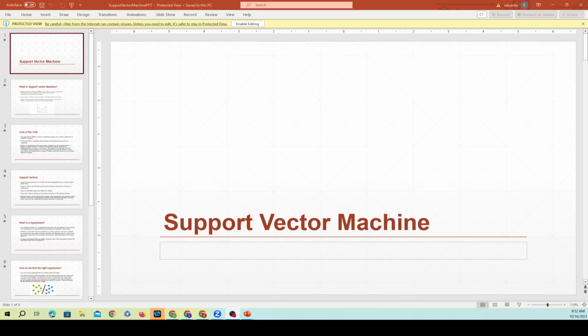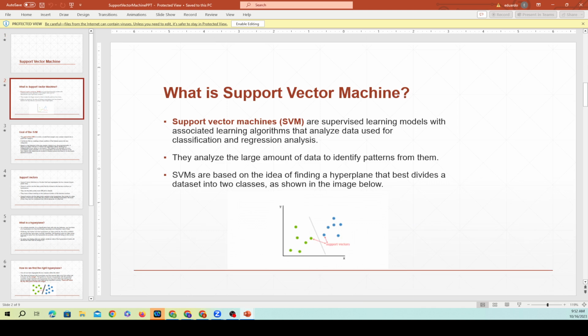Hello, welcome back. So we're gonna talk about another method which is called the support vector machine. And so what does it mean, the support vector machine? Right? So a support vector machine is a supervised learning model with associated learning algorithms that analyze the data used for classification and regression analysis. They analyze a large amount of data to identify the patterns from them.